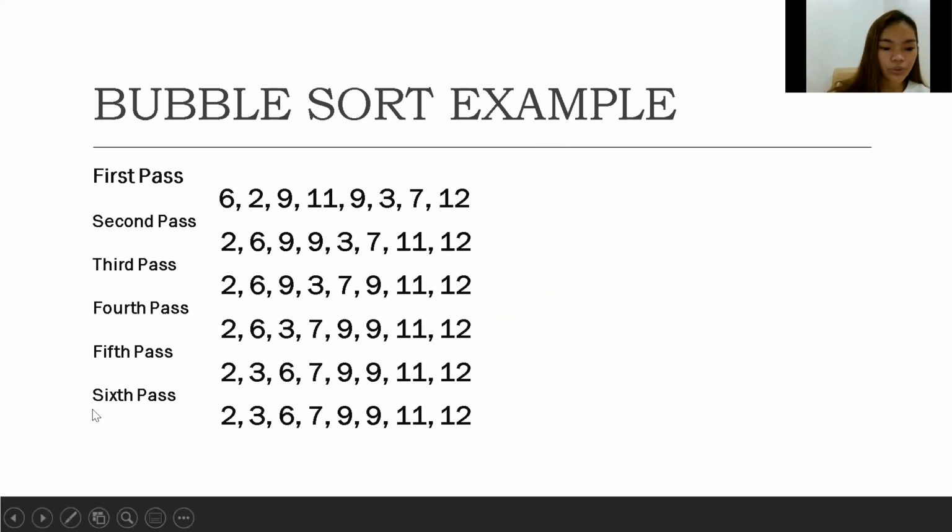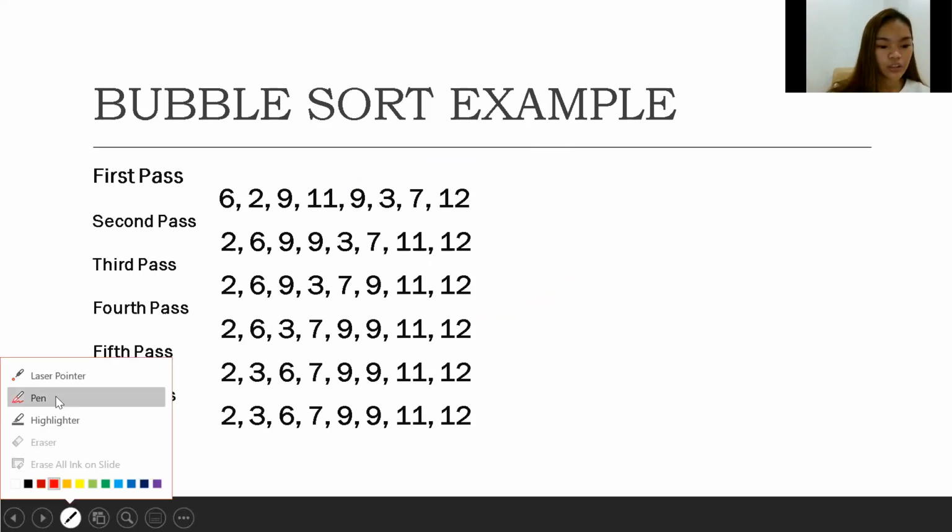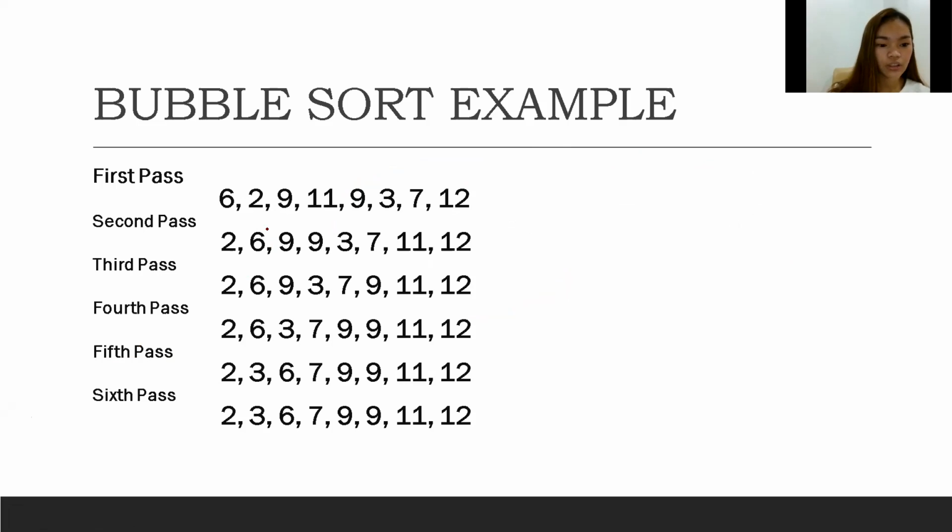Here I'm just going to circle all the comparisons that we have discussed. So first, 1, 2, 3, 4, 5, and 6. Notice that this time we do not have to compare the last two numbers, as we know that 12 is in position. This pass therefore only requires 6 comparisons.